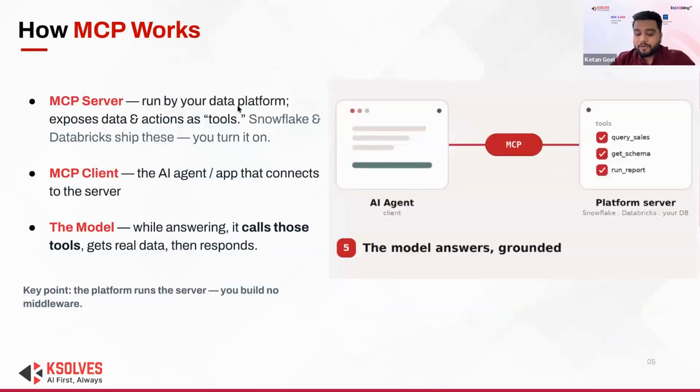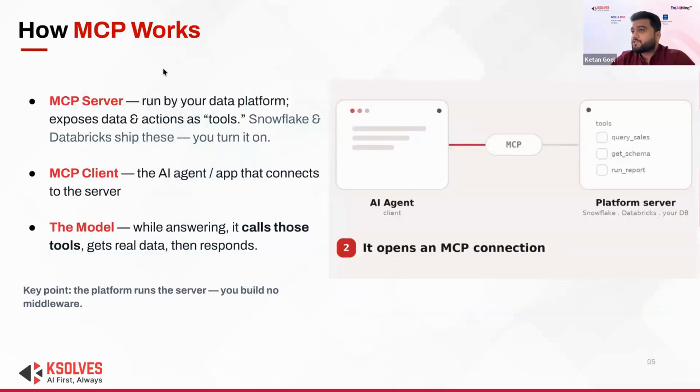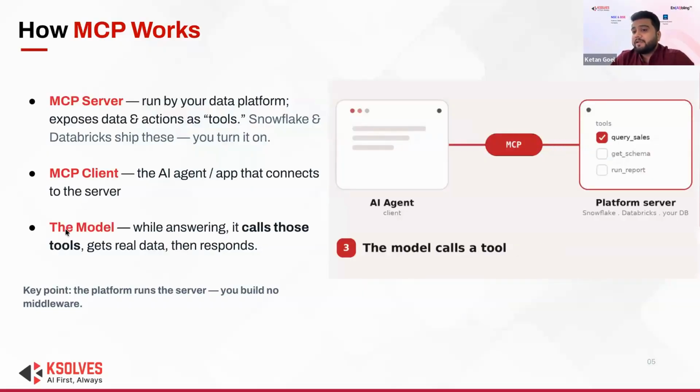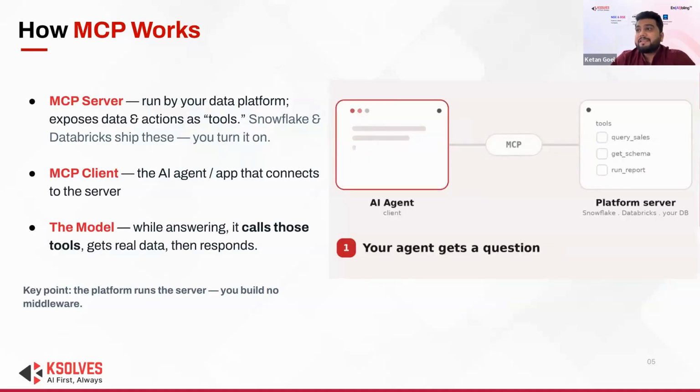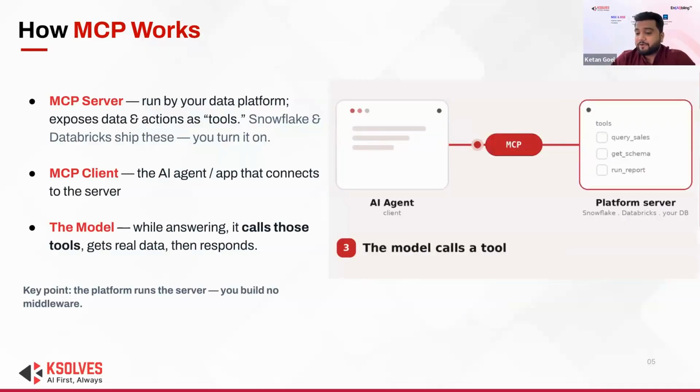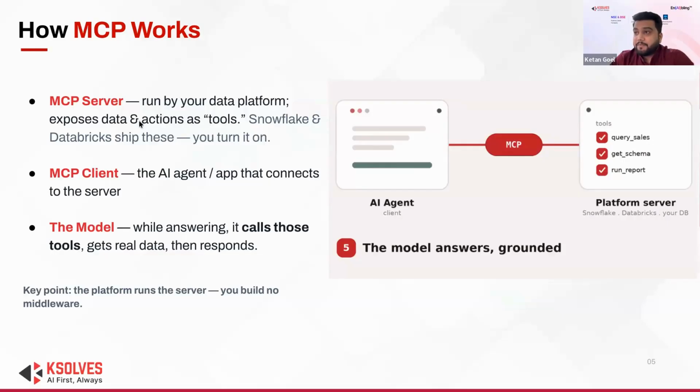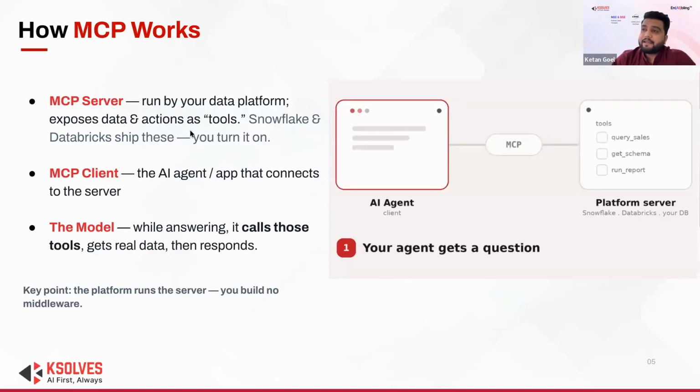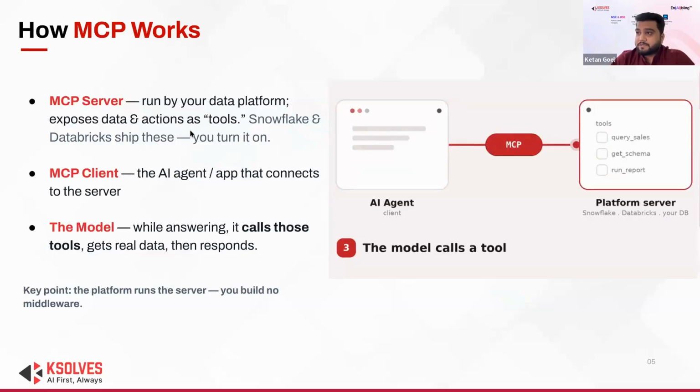So, how does MCP work? There are three pieces in MCP: first the MCP server, then the MCP client, and the model. What is an MCP server? Data platforms like Snowflake and Databricks have your data. To access that data, you might use some APIs, but there is another way, where these platforms provide you MCP servers. An MCP server has your data plus tools, so you can directly connect with their tools using the MCP server and access their live data. That is your MCP server.